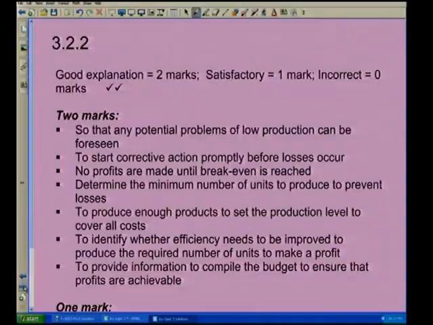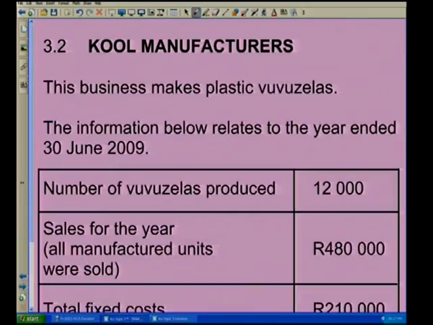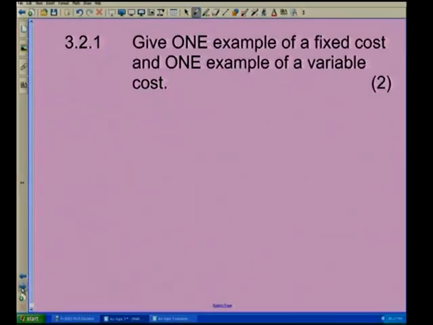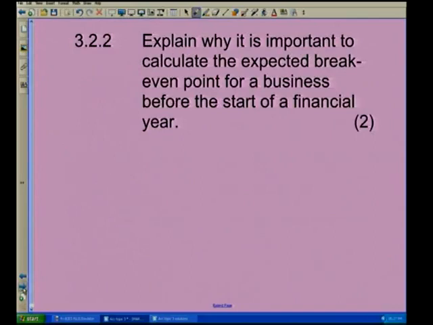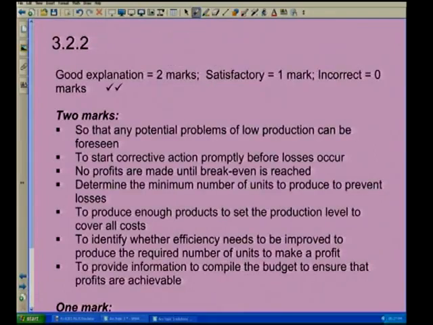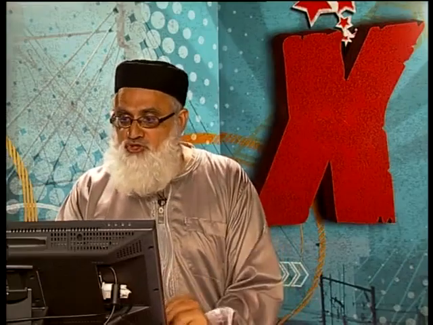What do you understand by fixed cost? Fixed costs remain constant no matter how many units you produce. Variable costs vary with production. Okay, next one. Let's get to the question. It said here, explain why it is important to calculate the break-even point.